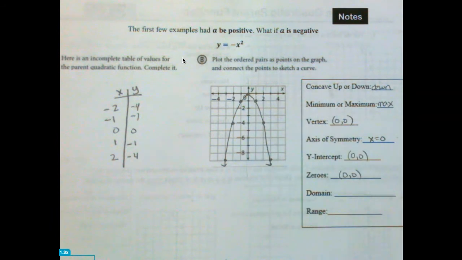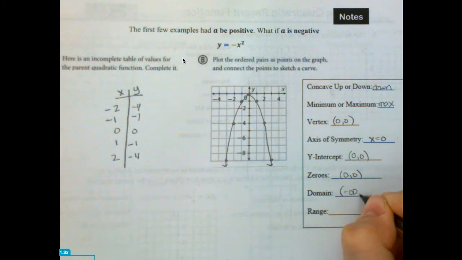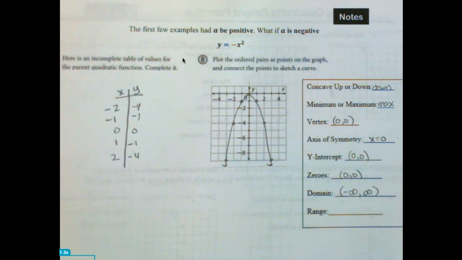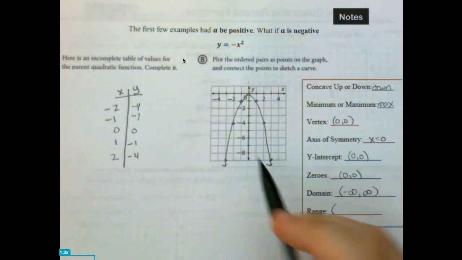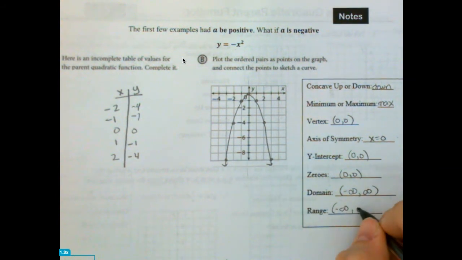And then my domain, it's still going left forever, right forever. So that domain doesn't change. Negative infinity, infinity, but now my range is going to be different. The very bottom of my range is now arrows. So that means the bottom is negative infinity and the top is 0.